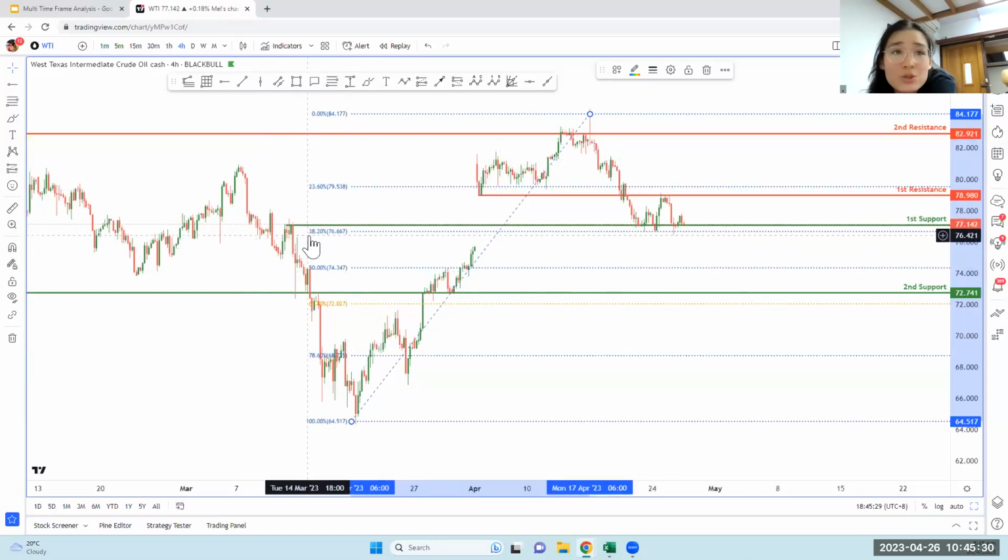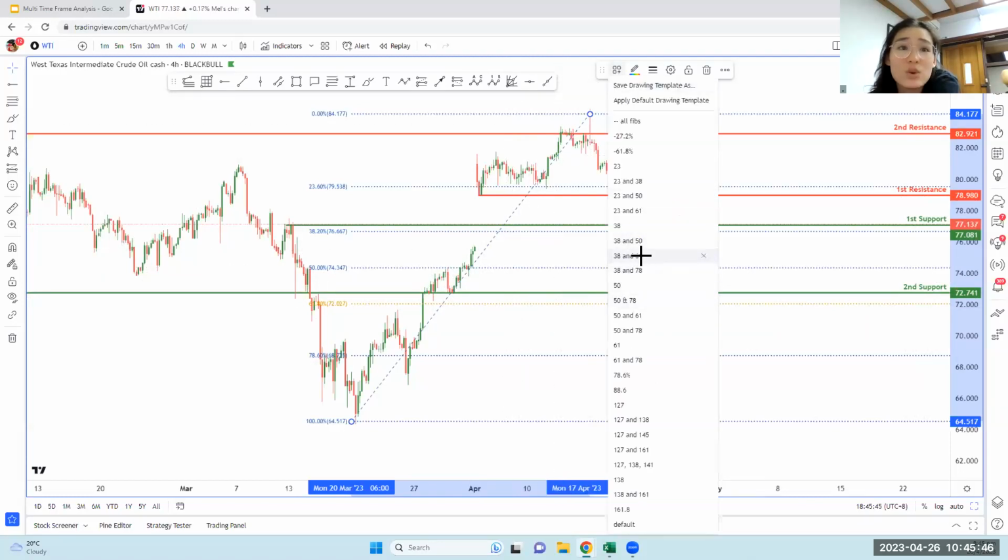However, our 38.2 level is still valid because price hasn't cut through this first support level yet. So we can keep that. And my 61.8 is in line with the second support as well, so we can keep that as well. So I'm just going to keep the 38 and 61.